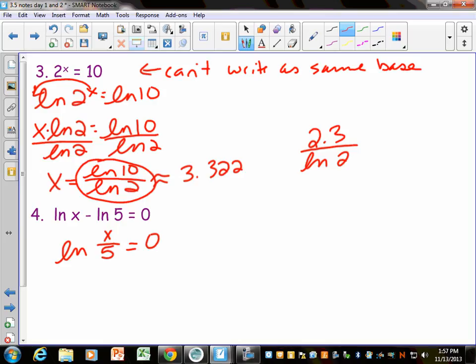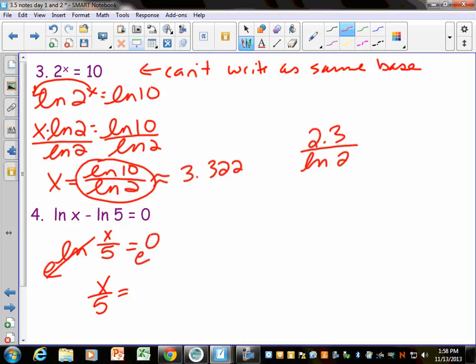And how do you undo ln? What's the inverse of ln? E. So can I e both sides? E it. That's my favorite thing. You might have to write down another line. When you e both sides, it takes all that to the exponent. So e and ln cancel out, and you get x over 5.